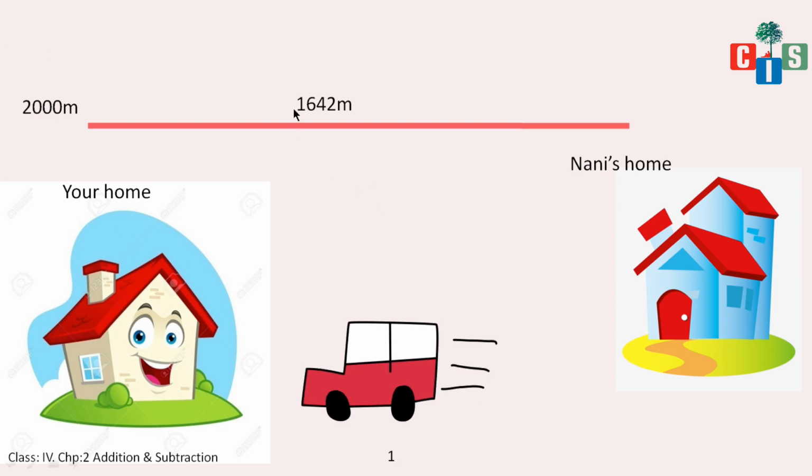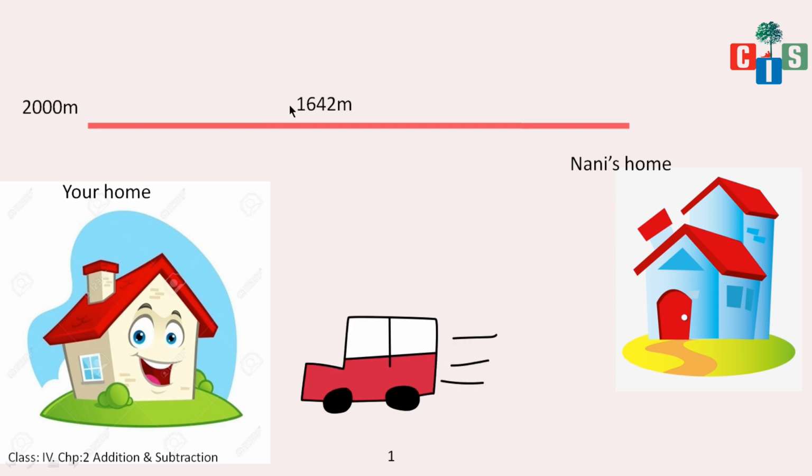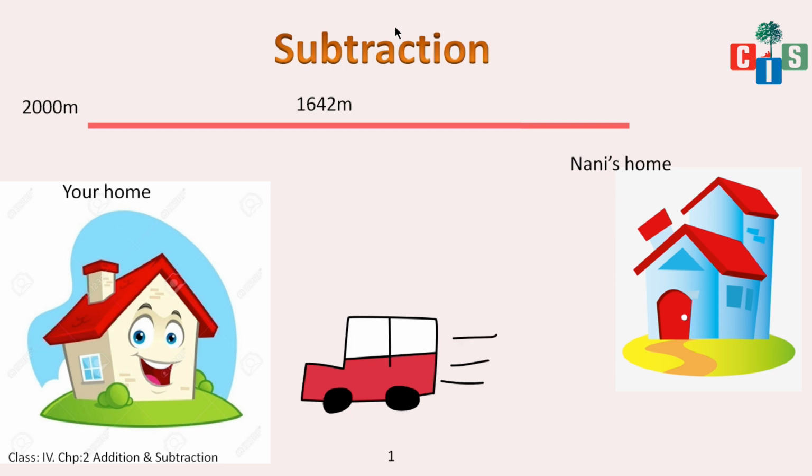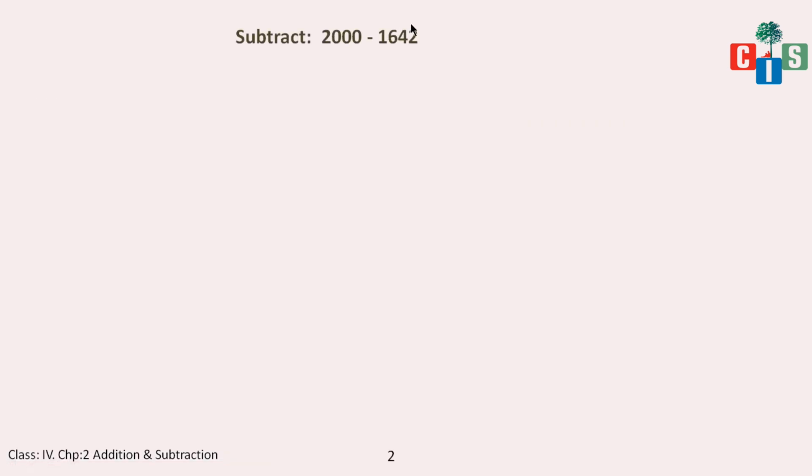You have to travel from the grocery to your home. Yes? So for that, you can do a mathematical operation known as subtraction. Today we are going to see subtraction. Okay, students, you have already done subtraction with 3-digit numbers. We will see 4-digit numbers today.